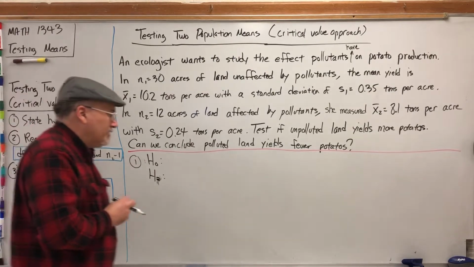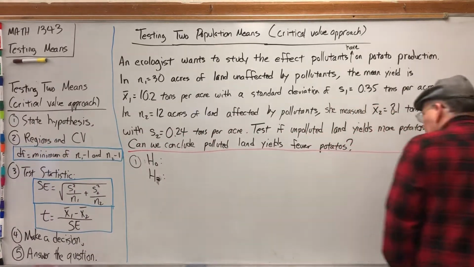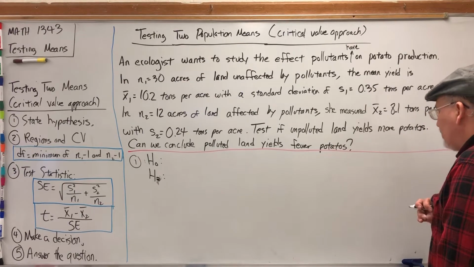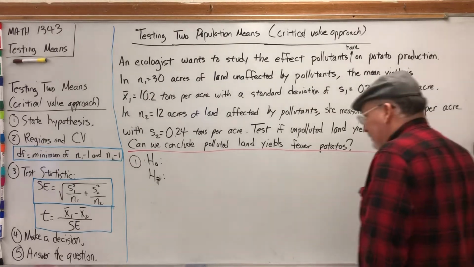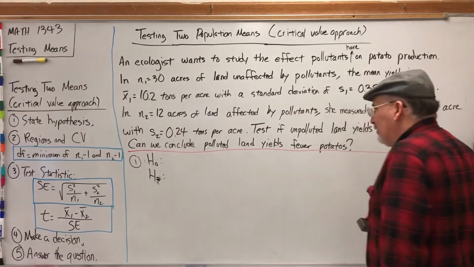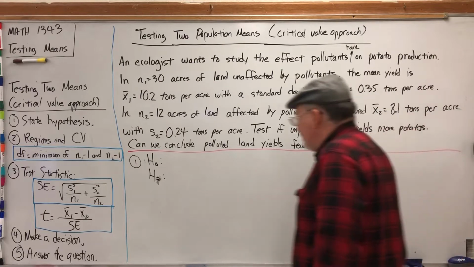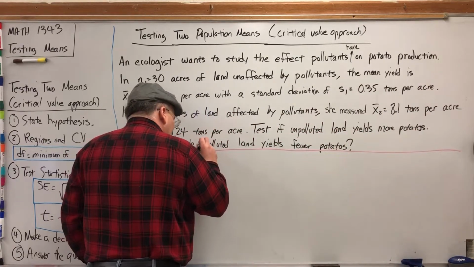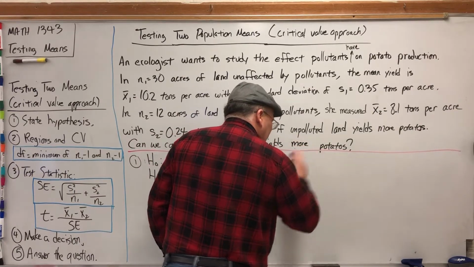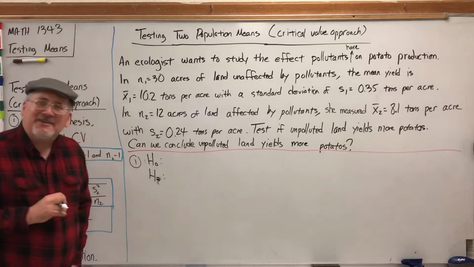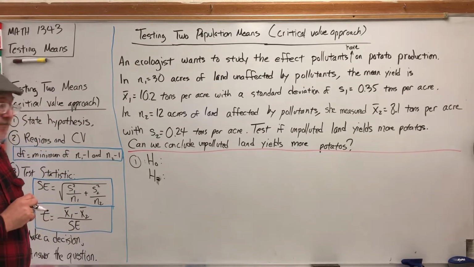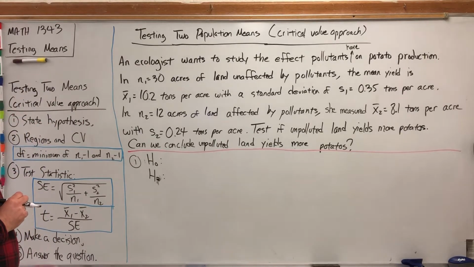Actually, you know what? I didn't want to conclude, let me rephrase, I'm sorry. I don't know why I wrote the last question the way I did. Can we conclude polluted land yields fewer potatoes? I wanted to ask, can we conclude unpolluted land yields more potatoes? Which makes perfect sense because that's in alignment with what we're being asked to test. The real reason I changed it is a little more technical than that, but let's just pretend it said that the whole time. All right, so test if unpolluted land yields more potatoes.